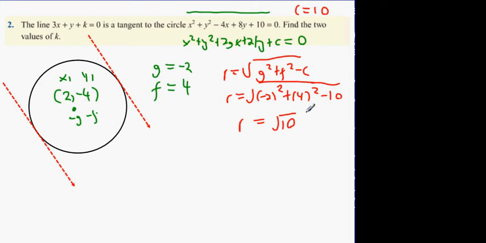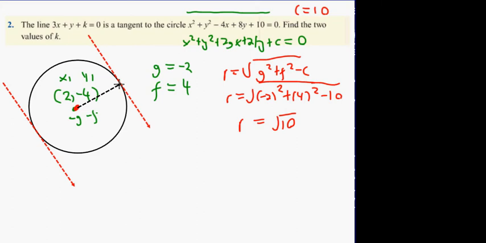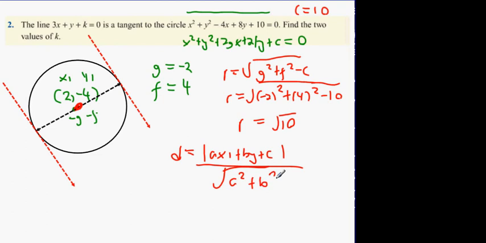Okay. Now, what these two tangents have in common is that their distance from the centre of the circle has to be the radius. So these two black lines here, they both have to be equal to root 10. So now we can use d equals ax1 plus by1 plus c all over the square root of a squared plus b squared. And we know that that actually has to equal root 10 because the distance to the tangents has to be the radius.